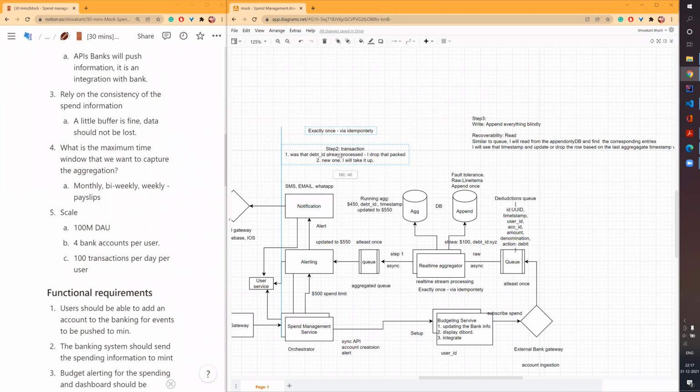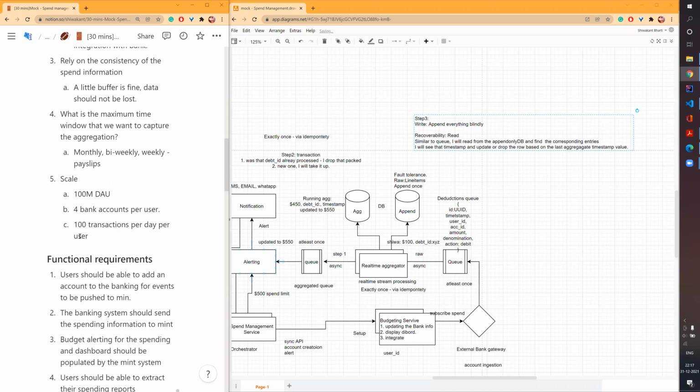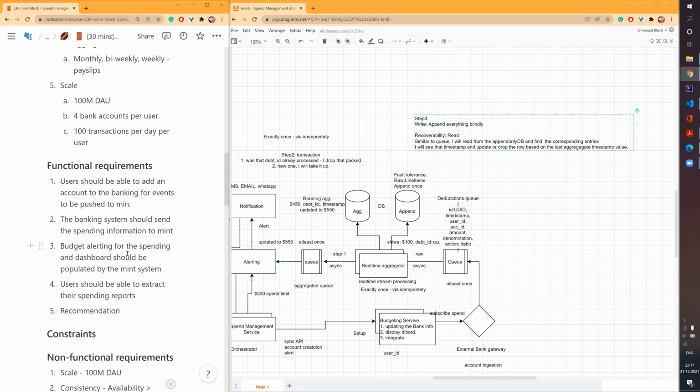And you should show the graph and all also, right? Which will help you to analyze at the end of the month regarding your expense, right? Sure, one of the requirements. The banking should send the spend, budget alerting should be spent.